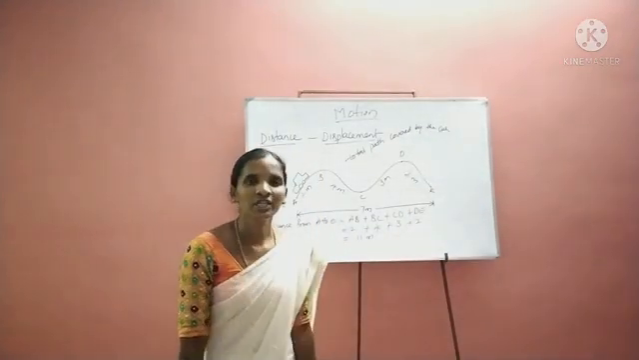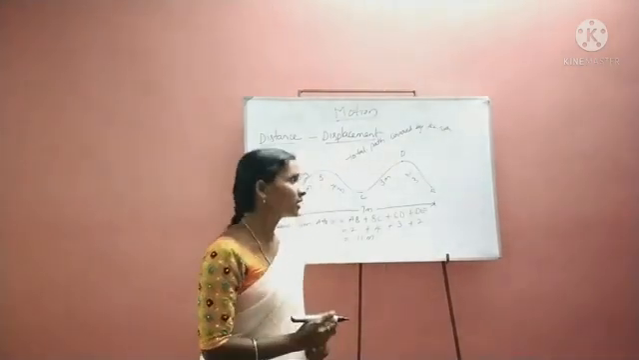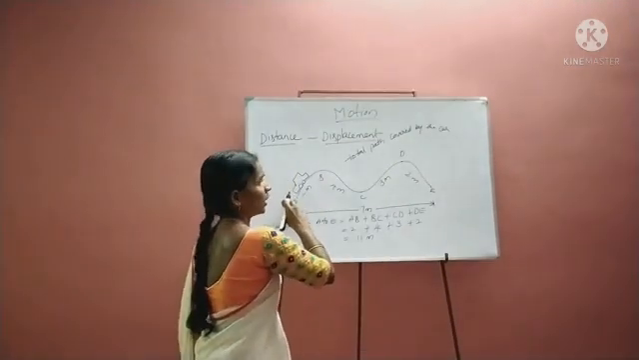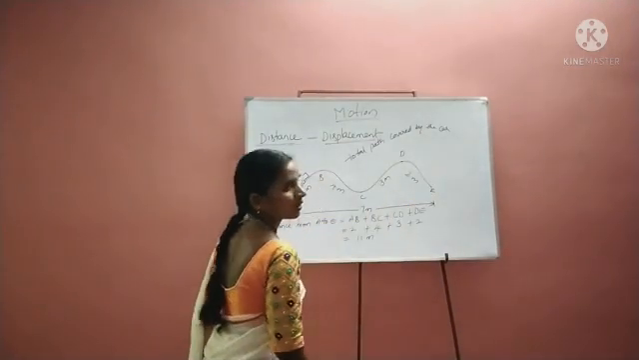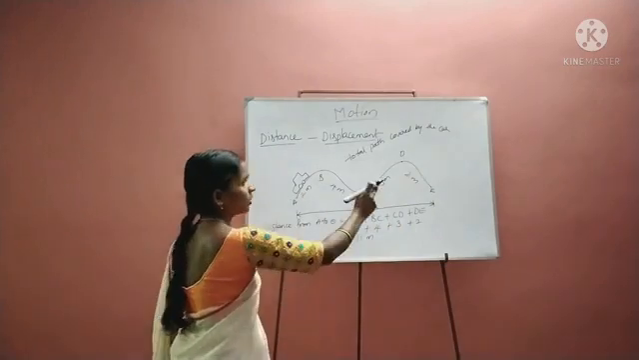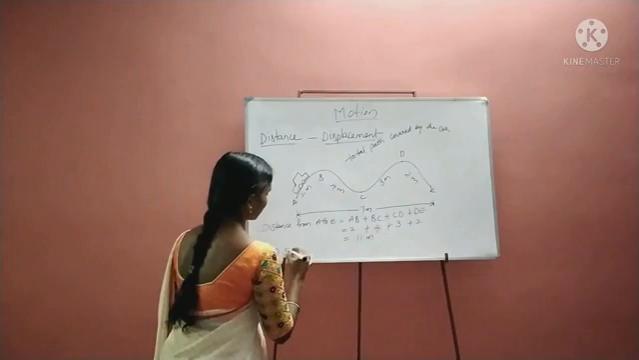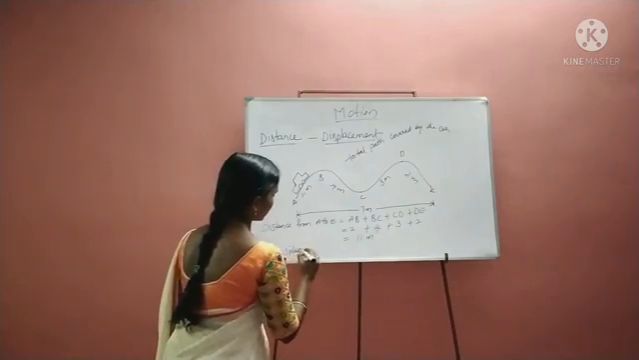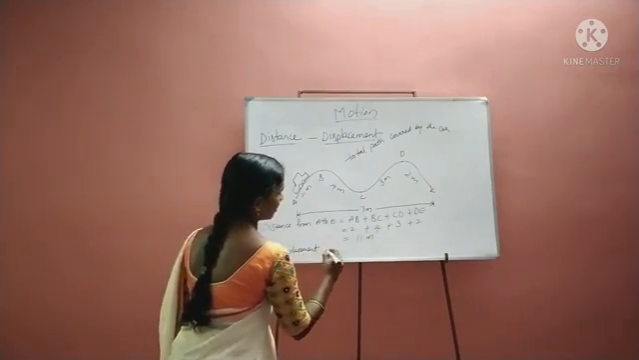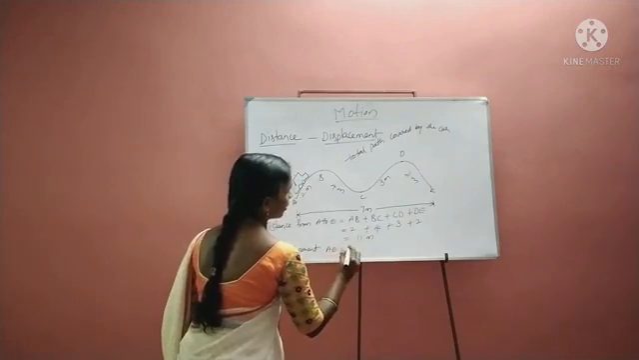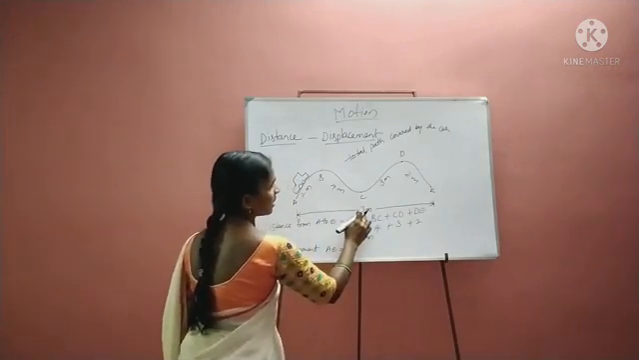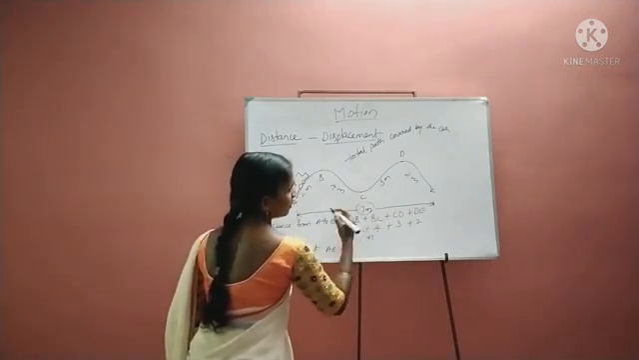So what is the displacement? Displacement is the car displaced from point A to point E. So displacement AE is 7 meters.